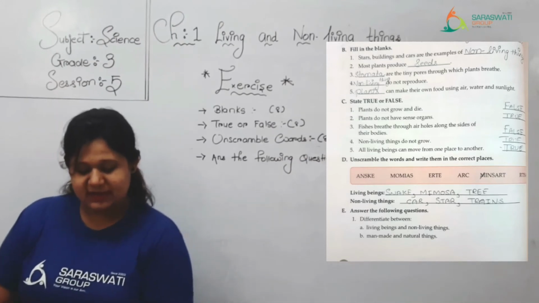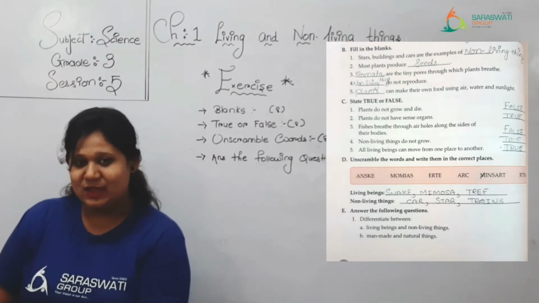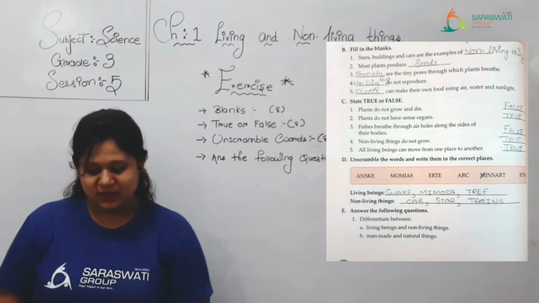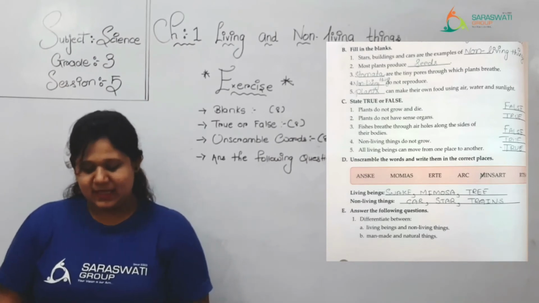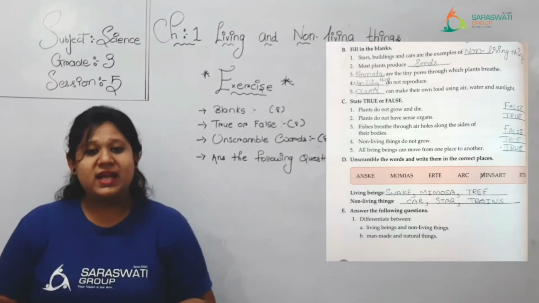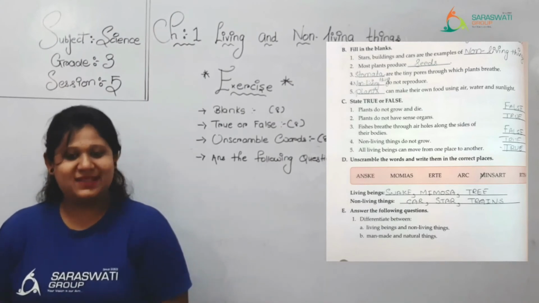Now next. Differentiate between man-made and natural things, right? Here we need to differentiate between man-made and natural things, okay? Man-made things. These have been made by humans. Whatever is made by us, they are called man-made things.